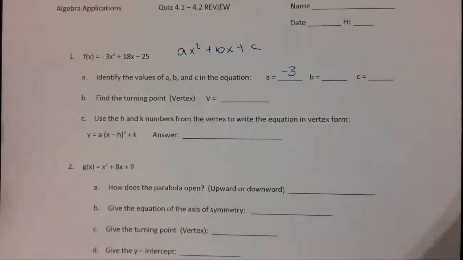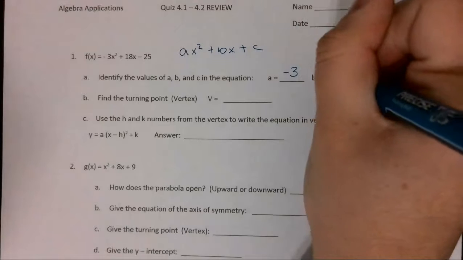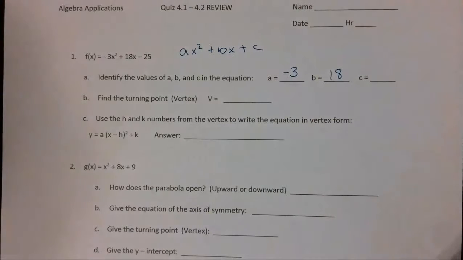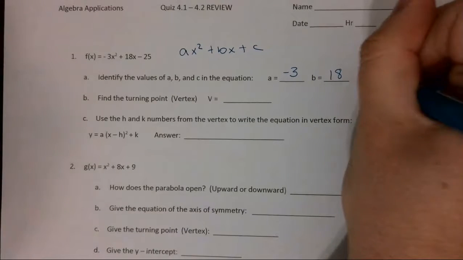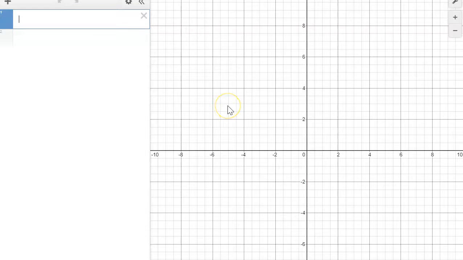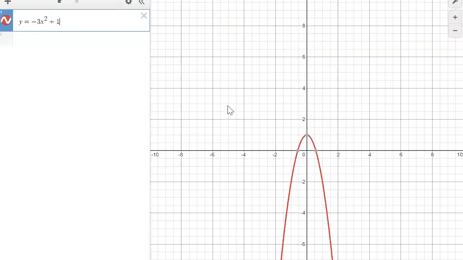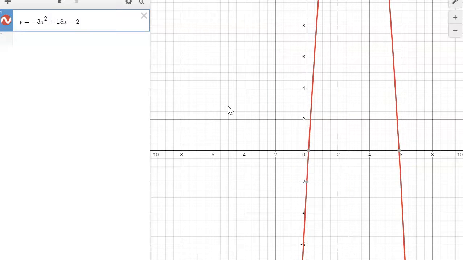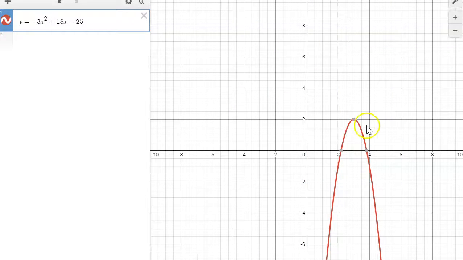The number in front of the x value is my b value. And the number without an x is my c value. Okay, then it wants me to find my turning point, or the vertex, so I am going to graph this. I click on the graph. My vertex is at 3, 2. So let's go back to my paper.